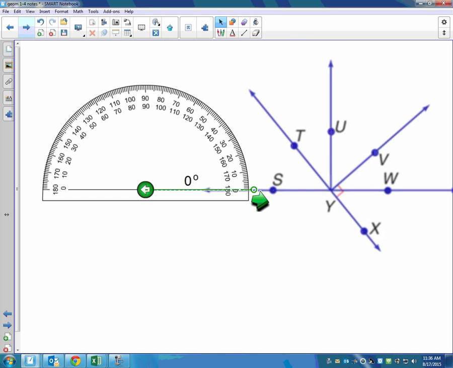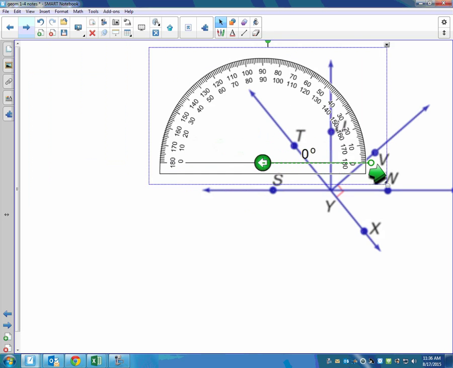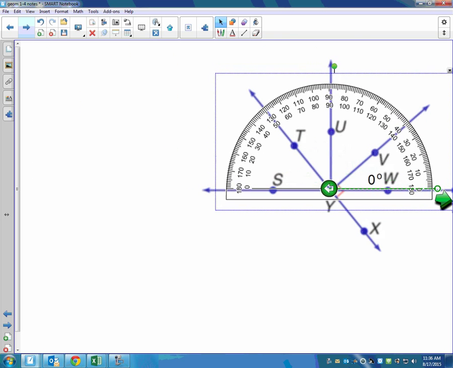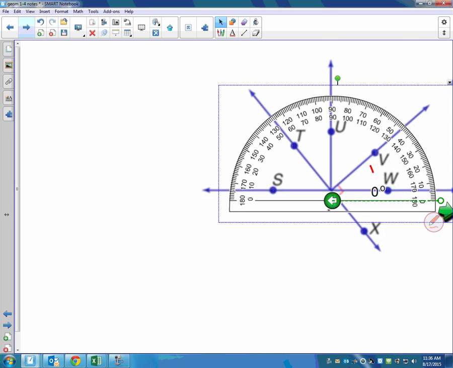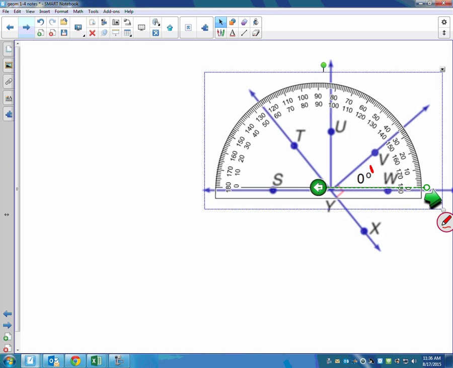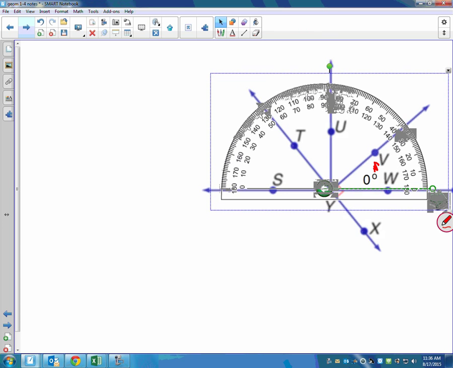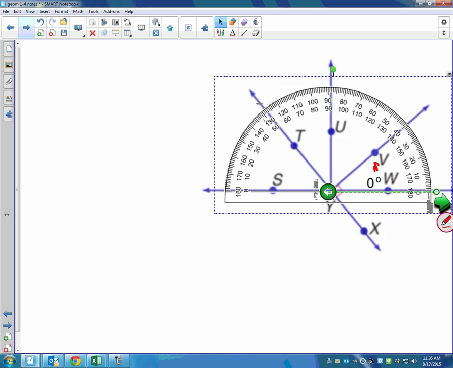So if I was going to measure TYV, I can't just set it like this. Well, I guess I could. If I set it at the bottom like this, you would have to do some subtracting. If I set it just straight across like this, you could measure this line to this line and then subtract those two numbers. Does that make sense what I'm saying?